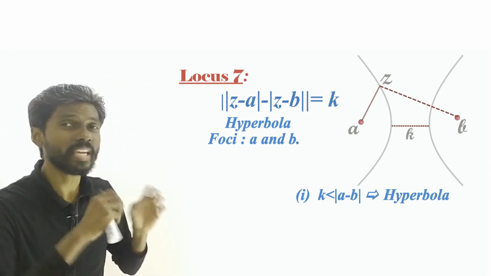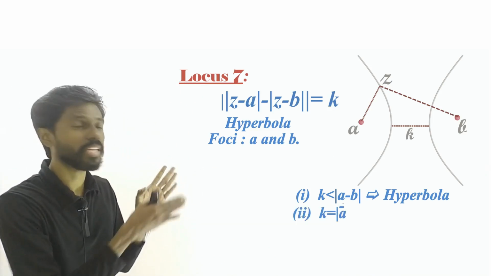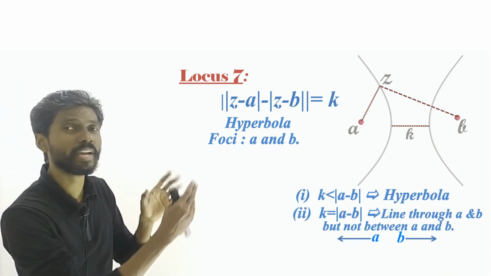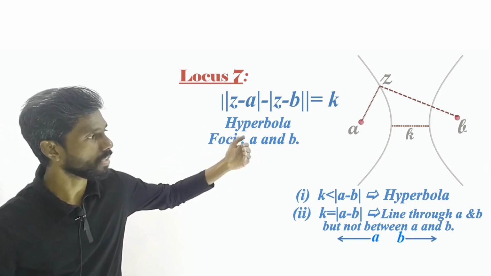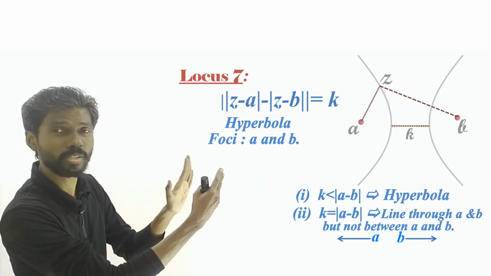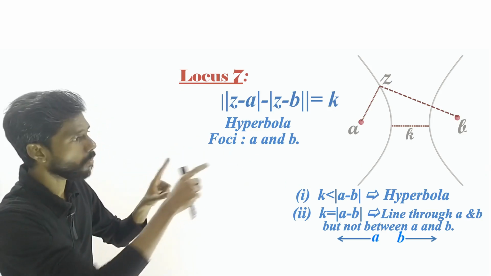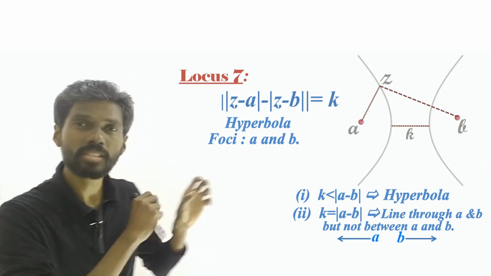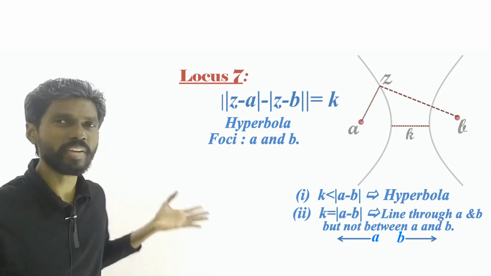What if the difference is equal to k? Then z will lie on that line only, but not between a and b. It is outside that line segment. Suppose z is outside. Then mod z minus b minus mod z minus a, the difference of the distances from z to b and to a, equals the distance between a and b. So it is a part of the line only, but not between a and b.